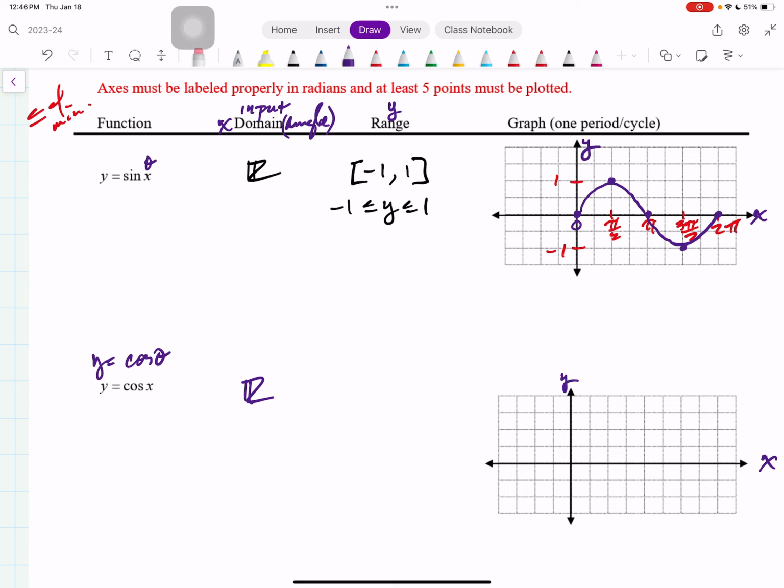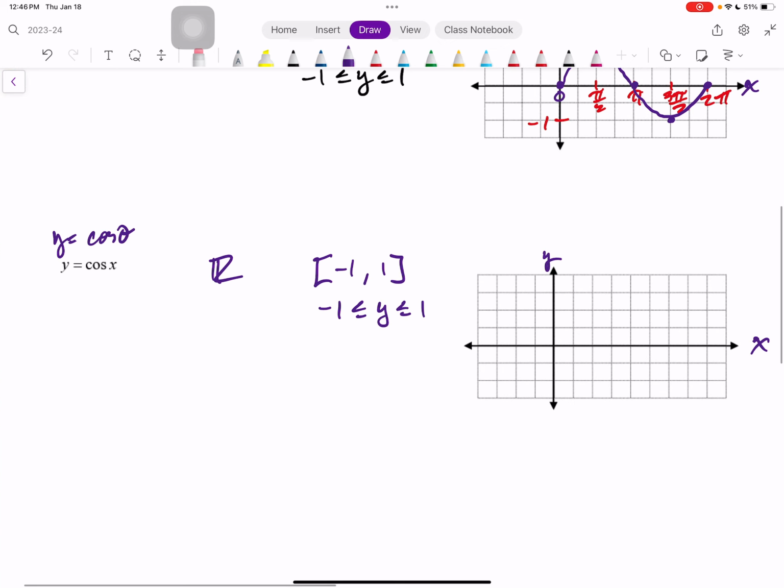Okay. And the cosine has the same range. So from -1 to 1. Or you can write it using inequalities. The y values always go from -1 to 1 inclusively, which means you include the endpoints. That's why it's closed brackets, okay, as opposed to open. Okay. Now you scale the axes again.